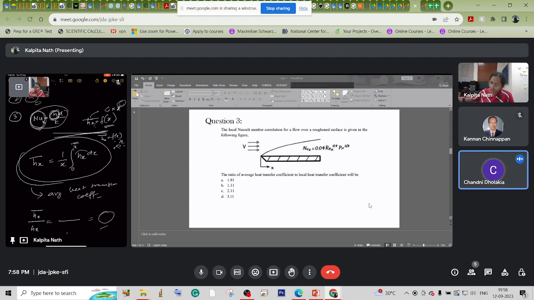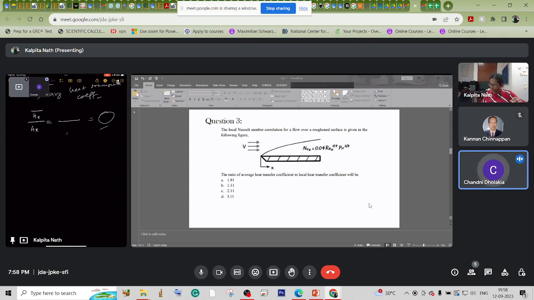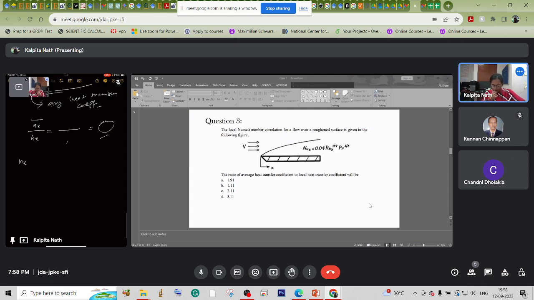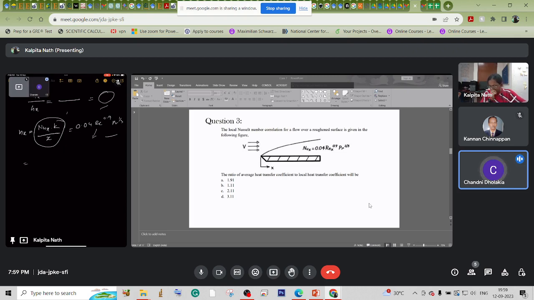Ma'am, can you help in putting hx as a function of x? What will be the equation for the local heat transfer coefficient? Yeah, so hx is the Nusselt number into k by x, right? This is already given as 0.04 Reynolds number to the power 0.9, and Prandtl number to the power 1 by 3. The Reynolds number we can also write in terms of V x rho by mu, so again x will be there, right? 0.04, this is velocity into x upon nu to the power 0.9. This we already know. The Prandtl number need not be written, but you can just replace it with some constant. This is hx.